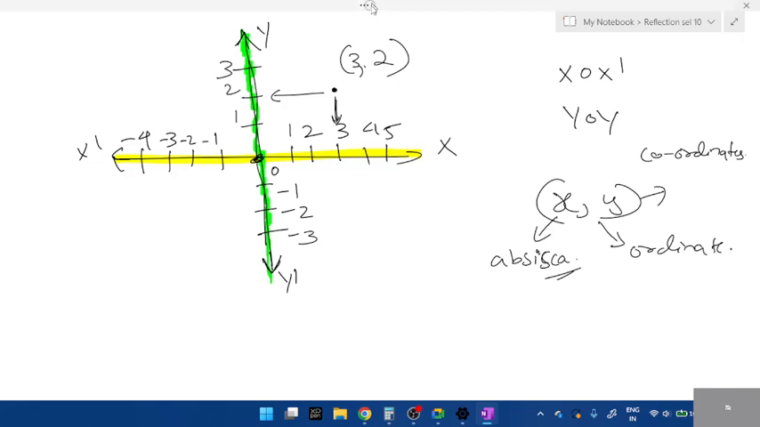Okay, if not, let me do one thing. I'll just explain everything. You can make a note later. So together we call it a coordinate. Look at the screen. The first one is abscissa, second one is ordinate. X is abscissa, Y is ordinate.